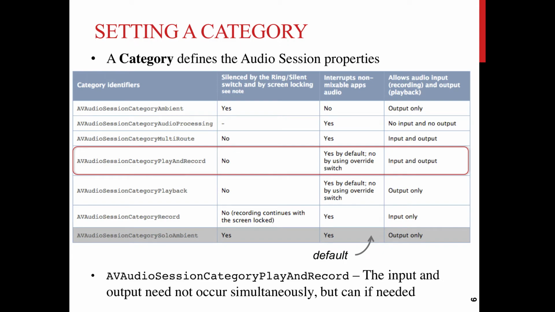Now I had mentioned a few different categories. The bottom one there that's highlighted in gray, that's the default one. We already talked about that one. You can go through this table. You can just pause this video and look at the different categories if you're interested. The one that I recommend, just as a general rule of thumb, is the AV audio session play and record. It's highlighted with the red box here. Under this category, your audio is not silenced by the silent switch.